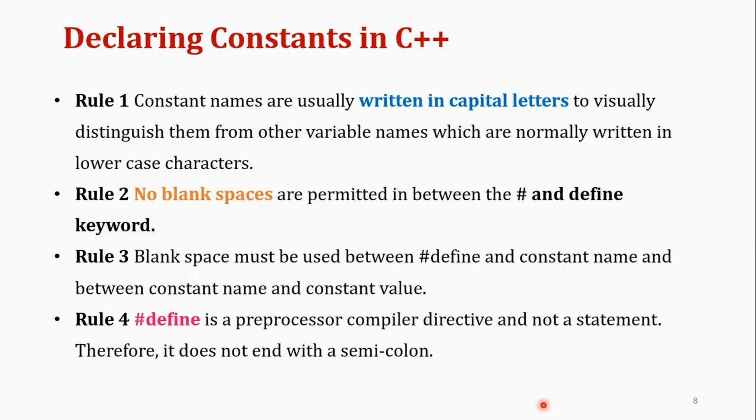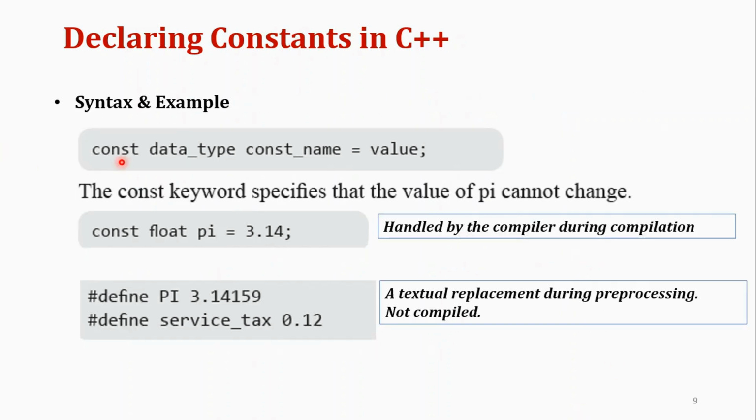Let us see some examples of constants. Before that, we have some rules for declaring a constant. The first is that it should be written in capital letters with no blank space in between. If you use hash define for declaring a constant, there is a space between hash define and the constant name. That is what is given here. So let us see the example. This is the syntax for declaring a constant: const, data type, the constant name, and the value.